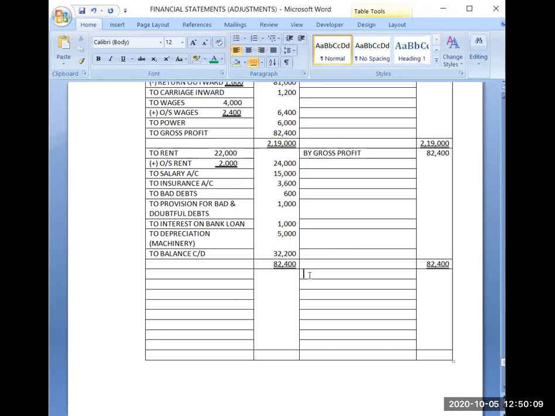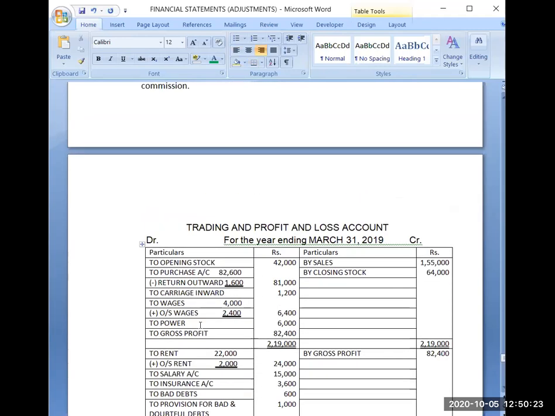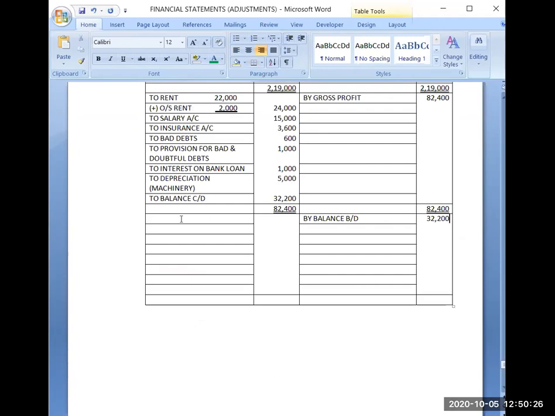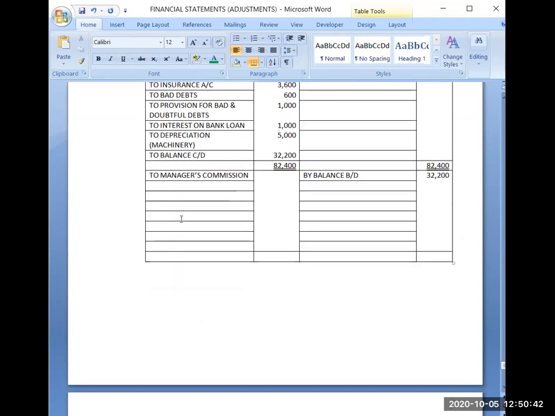I will write this balance here again by balance brought down 32,200. Now I have to give the manager commission. So first I will make this adjustment. First I will put here manager commission as my expense, manager's commission. In every adjustment there are two parts. One is amounts part and one is how to do that adjustment. So first try to do that adjustment and then go to the amount section.